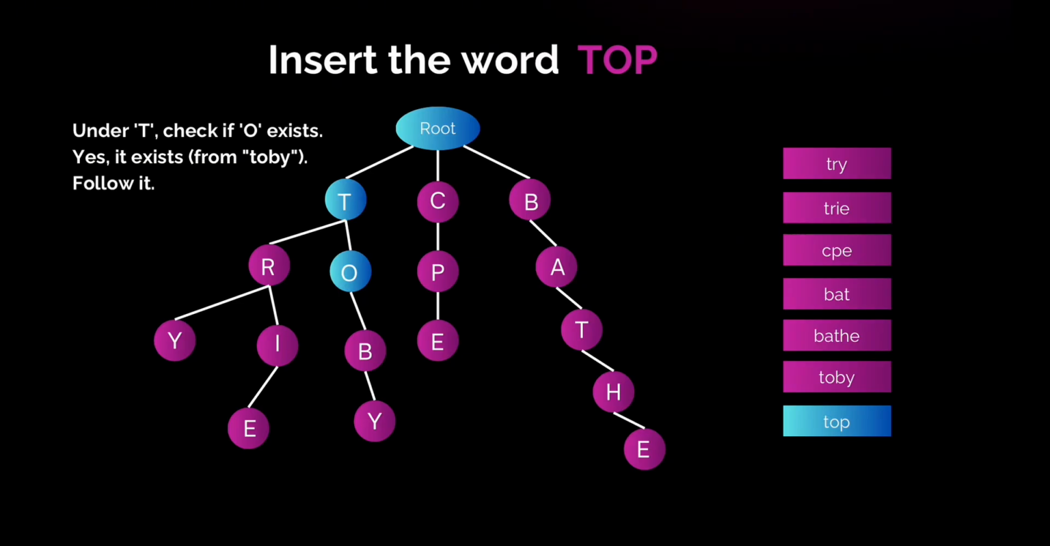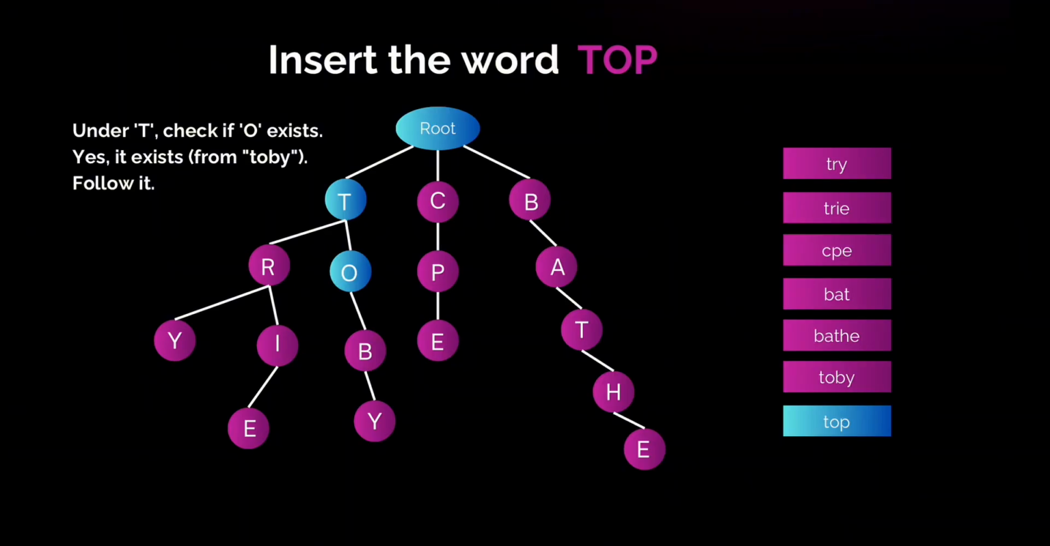What about P? We now check for the third letter P. Let's look at the children of the O node. According to the diagram, O already connects to B as in Toby, but we do not see a P among the children of O. This means P is missing, and this is the moment where insertion actually modifies the trie.